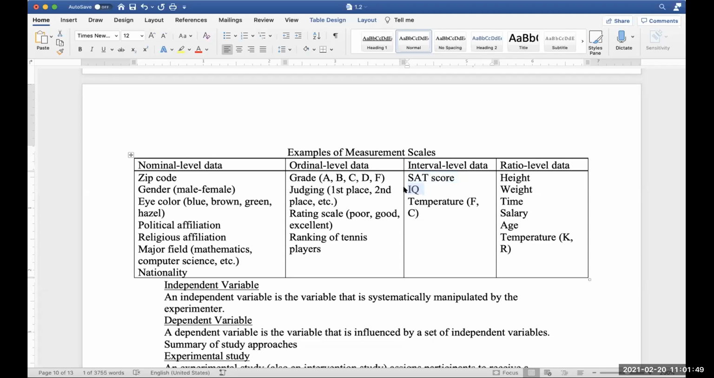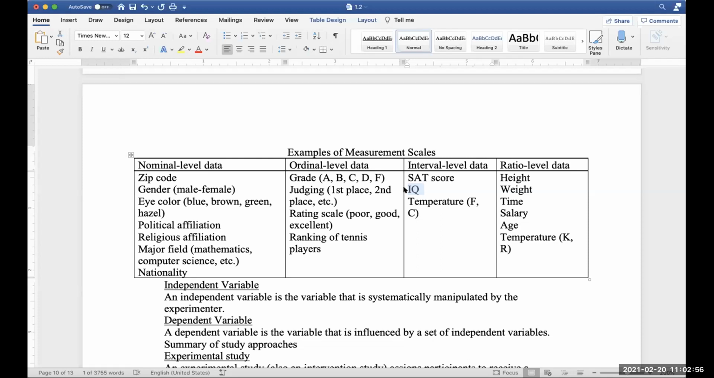IQ. Again, you can tell differences. This person has an IQ that's 10 points higher than someone else's. But an IQ of 0 doesn't mean you have no IQ. As a matter of fact, the way that the IQ scale is determined is that they look at white adult males, all those adult Caucasian males in the United States that took the IQ test, and they take the average of that, and they make that 100. And so the average on your IQ score is normalized so that it has a score of 100.